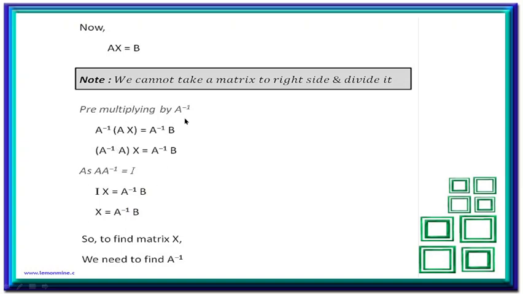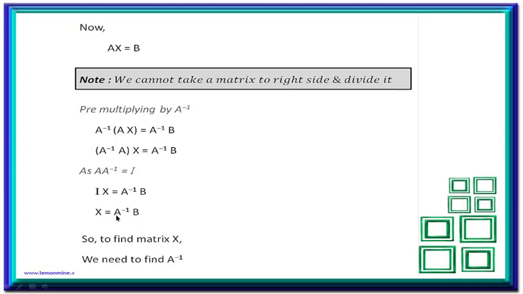Basically we have to introduce A inverse. So we are pre-multiplying this equation with A inverse. A inverse will be multiplied on the left side. So A inverse into A will give us the identity matrix and I into X will become X. And on the right side also we have to multiply with A inverse. It will be A inverse B. Now the problem is solved.